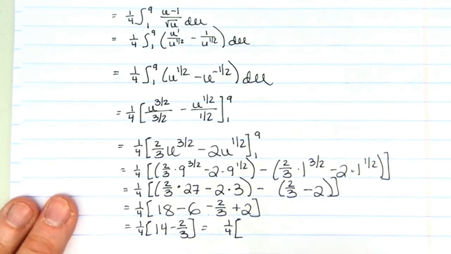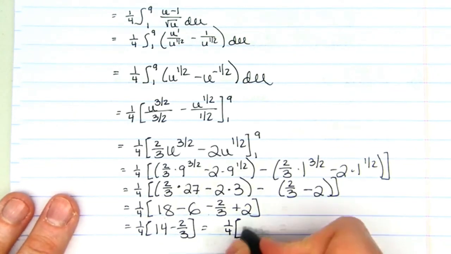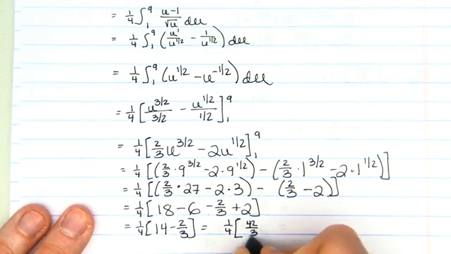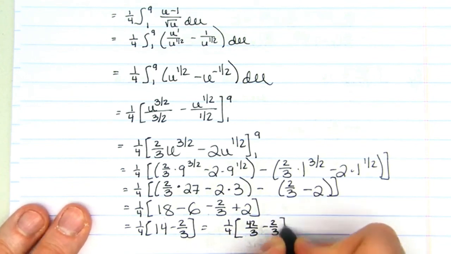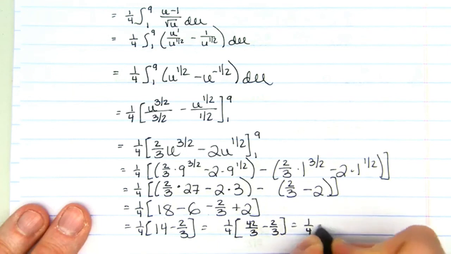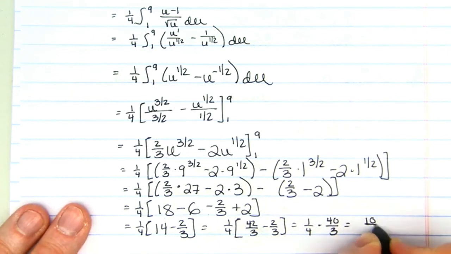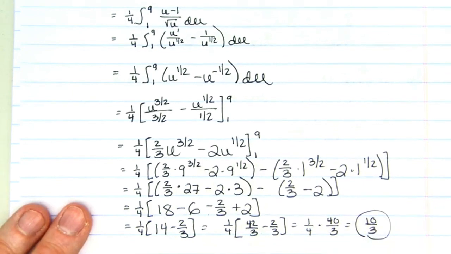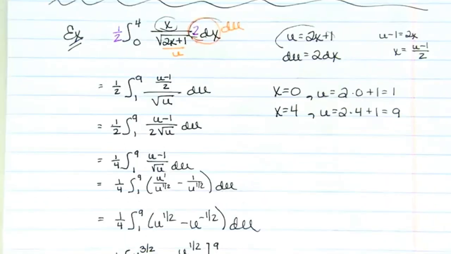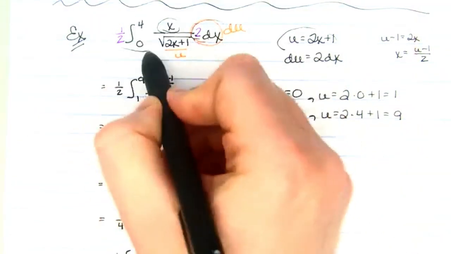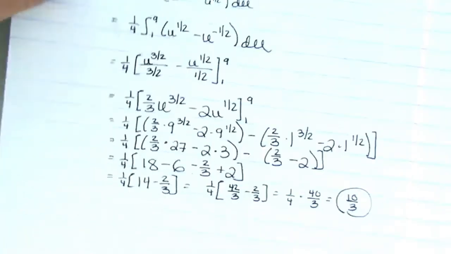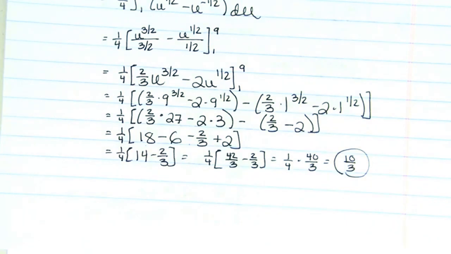That's going to give me, oh my goodness, let me think. 42/3 minus 2/3. That's 40/3, which is going to give us 10/3. The area under this mess that we started with. What is that signed area? It's just 10/3.